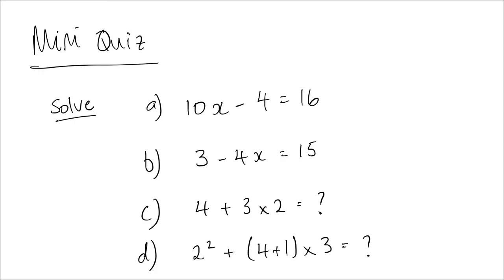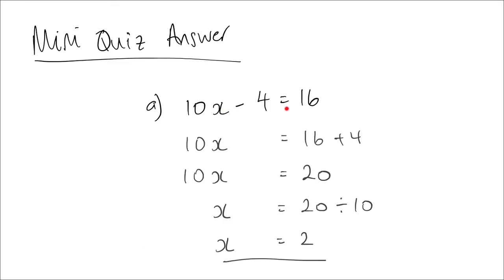Hello, so first of all, let's do a mini quiz. So A, 10x minus 4 equals 16, solve for x. B, 3 minus 4x equals 15, and again, solve for x. So both of those will be x equals. And then for C and D, use your BODMAS skills to work out what the answers are. So press pause, and when you're ready to continue, press play again.